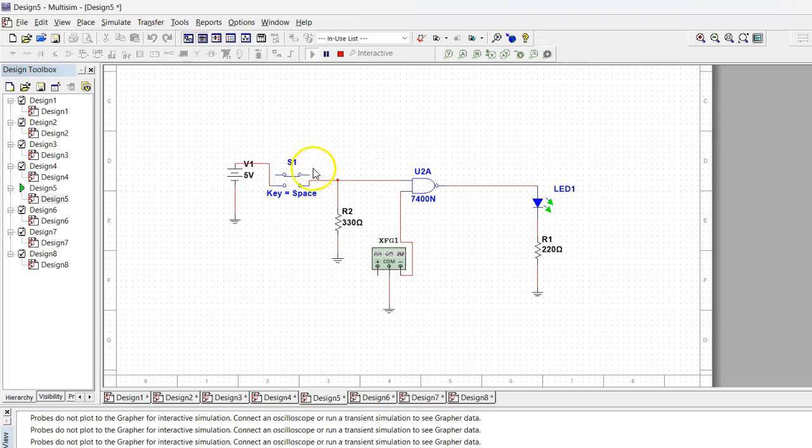But if I push down the button, the first input will be 0, and the function generator is 0, 1. So it will flash depending on the generator wave.